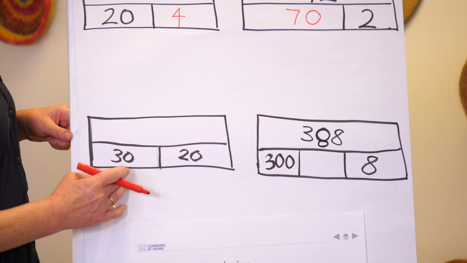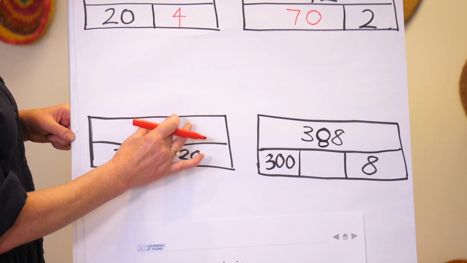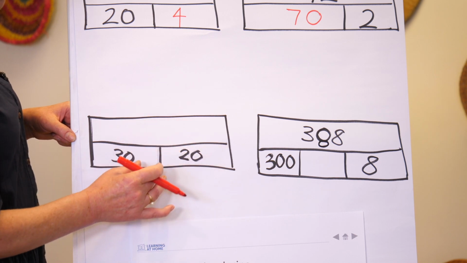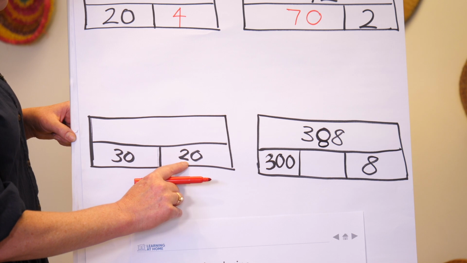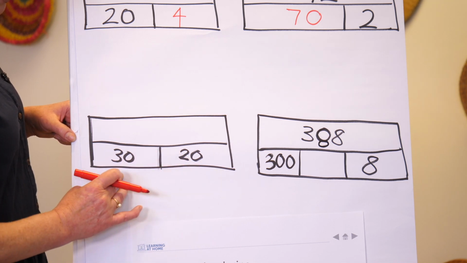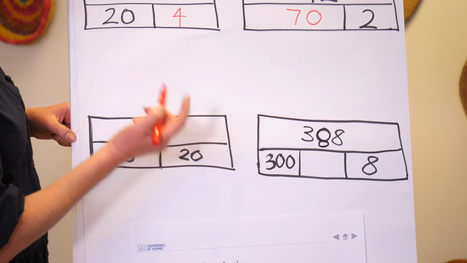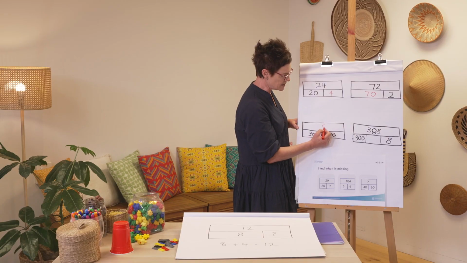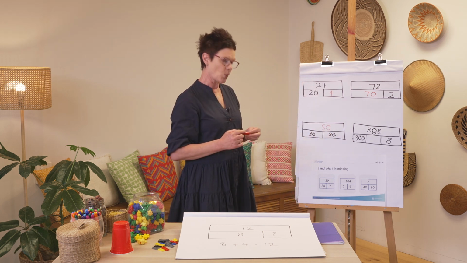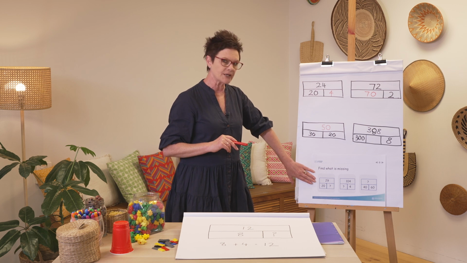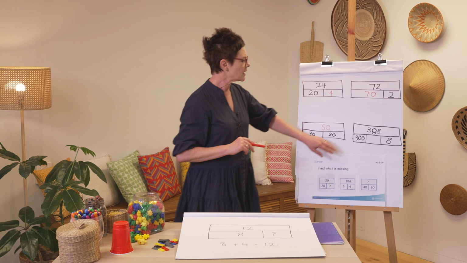That's right, 2 parts, 30 and 20. When I put those together to make a whole, let's check, 3 plus 2 makes 5. So 30 plus 20 gives you the answer, 50. Well done. One to go before I let you loose on your own missing parts. It's a tricky one.